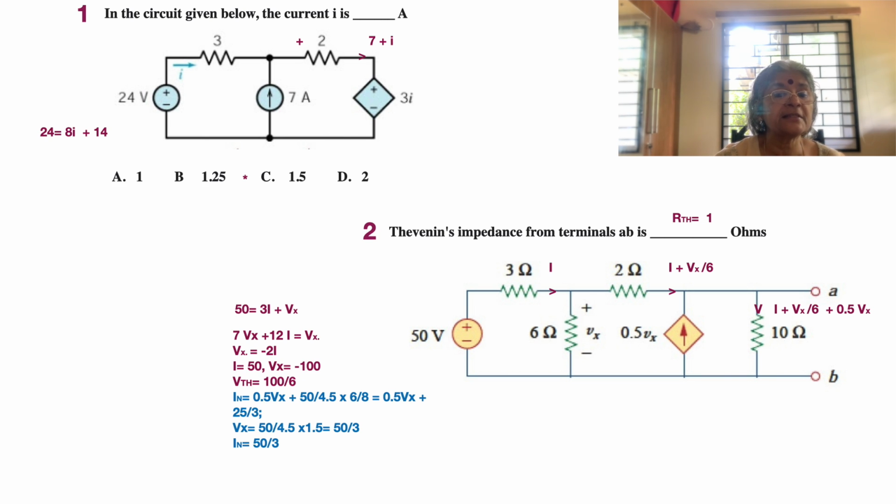You can see that the directions are all marked such that the 24 volt, which is a rise from the bottom to top, is balanced by, if you look at it from the other direction, 3I, 2 into 7 plus I, and also 3I. In other words, 24 volt is equal to 3 plus 2 plus 3, that is 8I, plus 2 into 7, 14. It's very simple to solve. 24 minus 14, that is 10, is equal to 8I. So I is equal to simply 1.25, which is option number B.